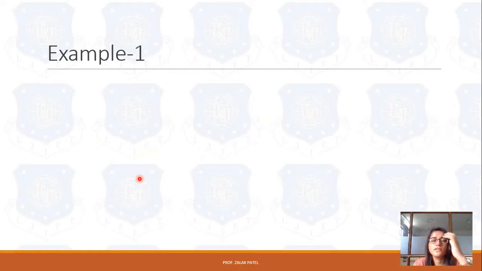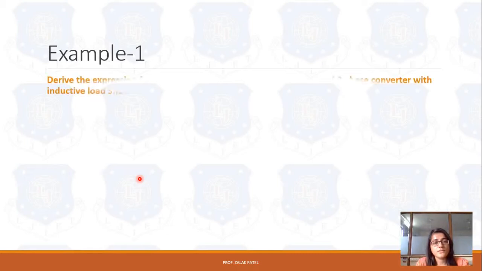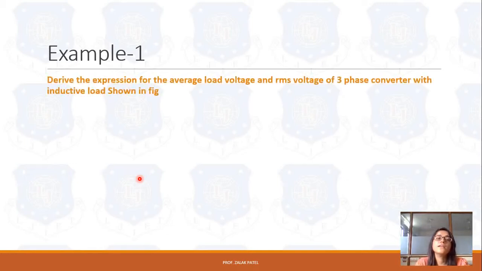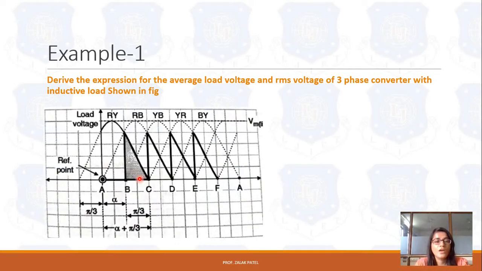Now let's discuss the example. Actually this example is about the equation of RMS as well as load average voltage. So let's consider this question: derive the expression for the average load voltage and RMS load voltage for a 3-phase converter with inductive load shown in the figure. So this is the figure. For this figure we have to calculate the average load voltage and RMS voltage.